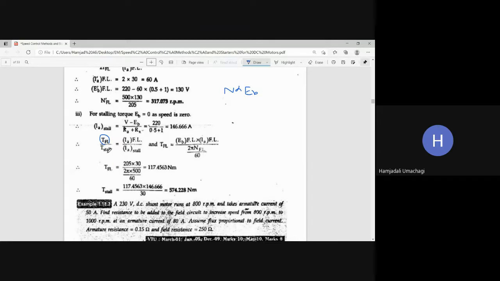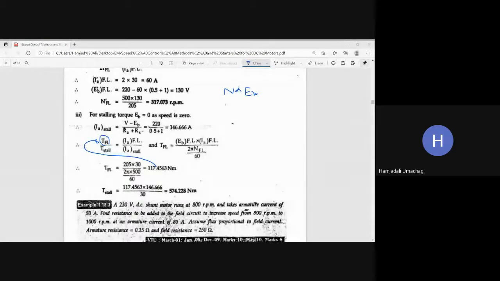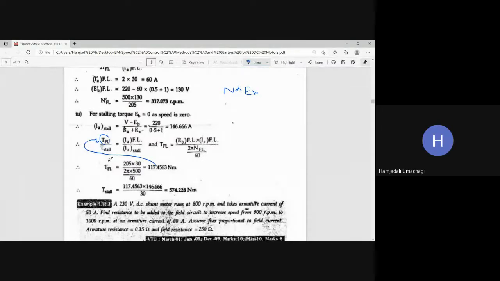Now this value of TFL you can substitute here. 117.4563, you substitute this value in the numerator part, and IAFL is how much? 30 ampere. IA stall is 146.666. So TFL, it is 117.4563 into IA stall, 146.666, divided by IFL, which is 30.